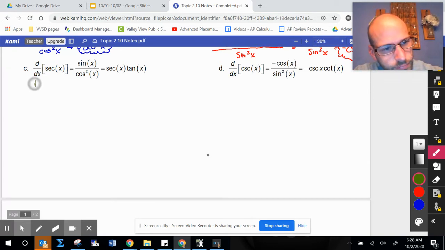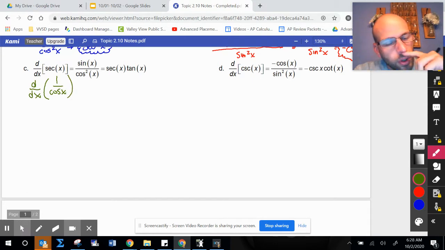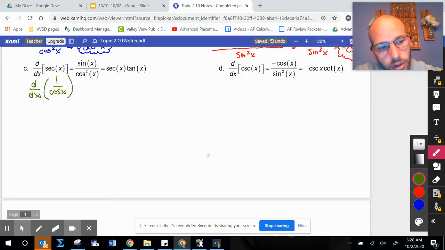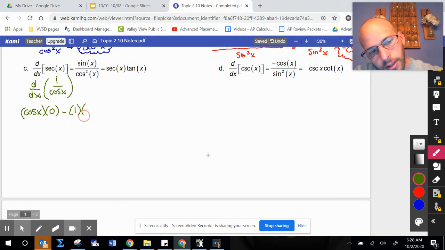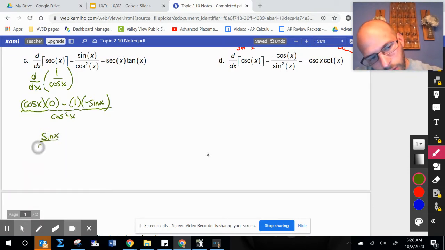If I go through this proof, secant is 1 over cosine, so I'm going to do a quotient rule here, as crazy as that sounds. I'm going to do low times the derivative of the top. Now, the derivative of 1, because 1 is a constant, is 0, minus the top times the derivative of the bottom, which is a negative sine of x, all over the bottom squared. Anything times 0 is 0, so the cosine of x times 0 goes away, and I'm left with just a positive, because a negative 1 times a negative sine would be a positive, sine x all over cosine squared x.